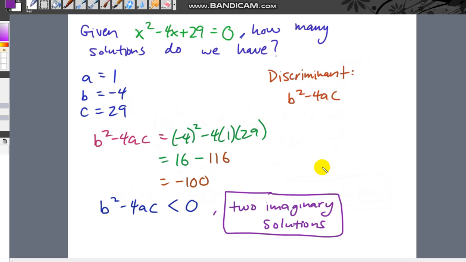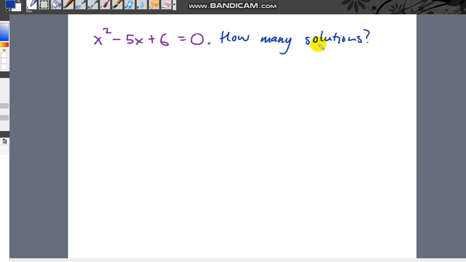Right. Let's do one more, just for fun, since we have some time. Let's say I give you something like x squared minus 5x plus 6 equals 0. How many solutions? Same question. So what we do here is identify a, b, and c. A is 1, b is negative 5, and c is 6.